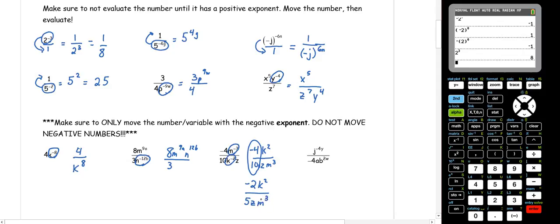In our last example, the only thing with a negative exponent is j to the negative 4th. Everything else gets to stay put. So negative 4ab to the 2w gets to stay put. J to the 4y is going to move to the denominator, and there's nothing left in the numerator, so we're going to place a 1 there.